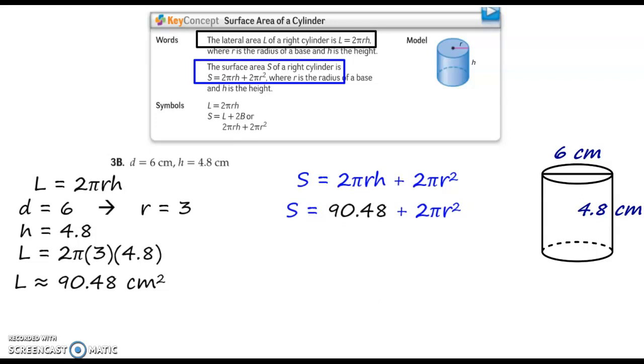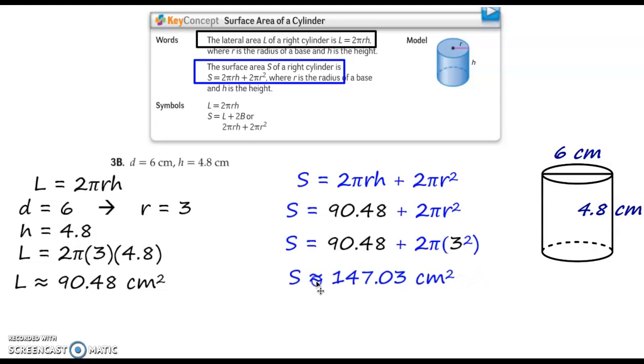Now all I need to do is find the area of the circular base. So I have just substituted in 3 instead of 6 because I know that my formula is calling for a radius, not the diameter. Once I've done that, I can get an estimated surface area of 147,300 centimeters squared.